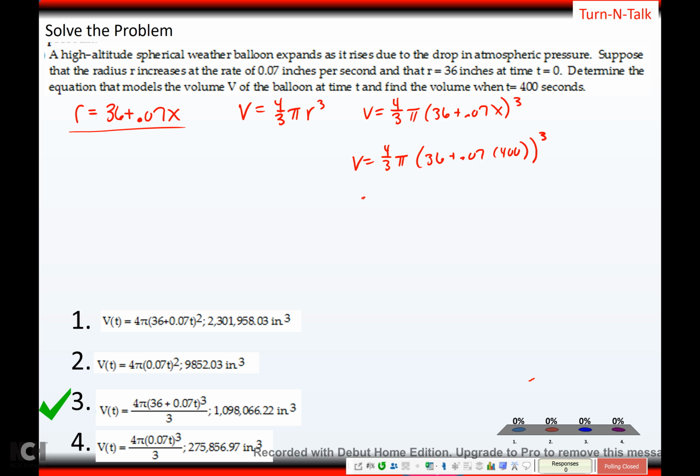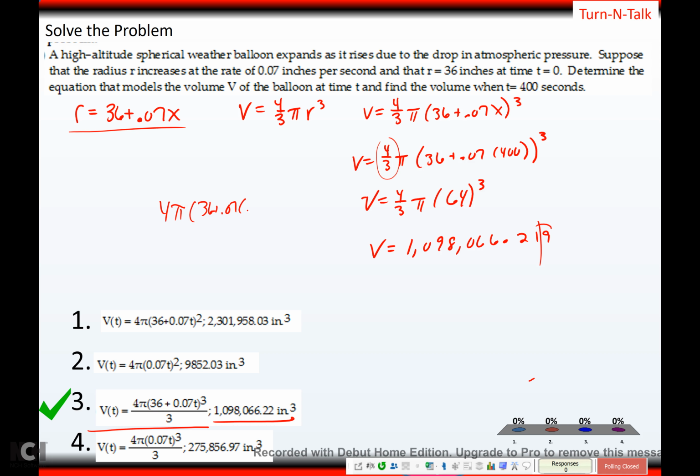And if you simplify that, I get 4/3 pi. This mess all comes out to 64. Type that in and I get 1,098,066.219. And they said round to the nearest hundred. So there's my volume. There's my equation. The only thing they did, guys, is instead of writing 4/3 right here, they just put all 4 pi times 36 plus 0.07 x t cubed, and they put the 3 on the bottom instead of over there. This is not wrong. We're fine.